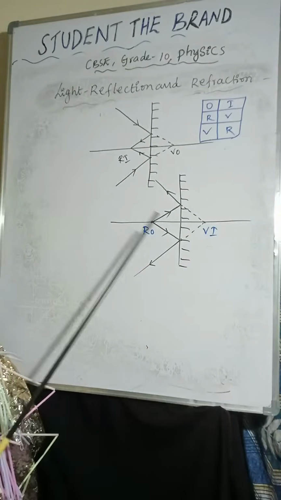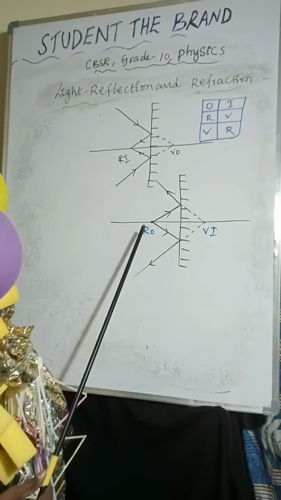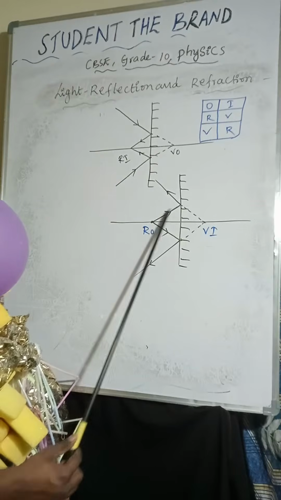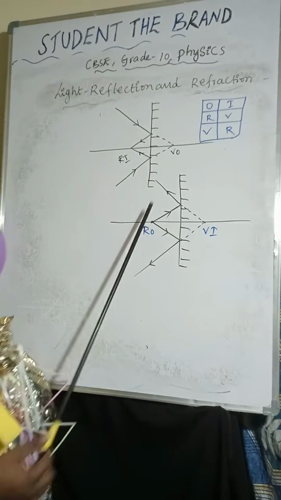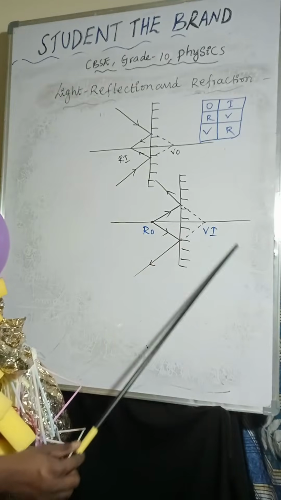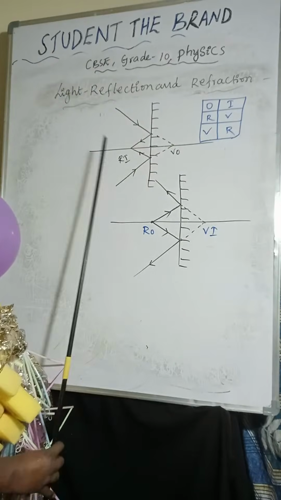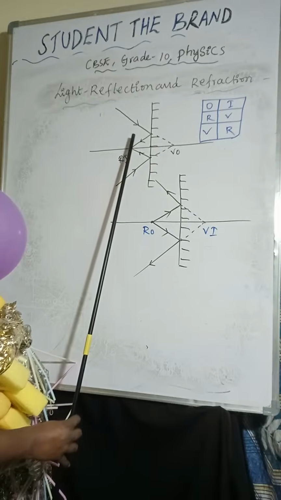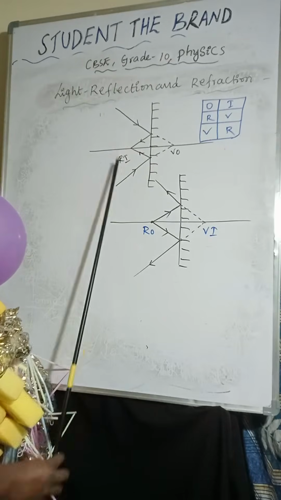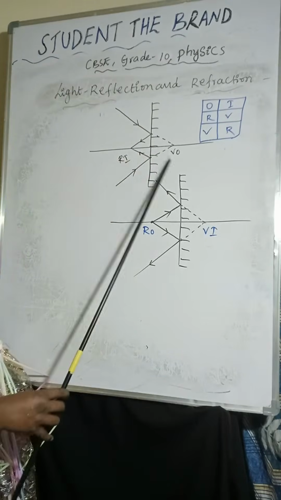So why is it like this? Because from this point light rays are coming, so this is a real object. After reflection, we are extending the reflected light rays, and the extended reflected light rays are meeting at one point. That's why it is called a virtual image. Once again, real image, because reflected light rays are meeting directly. Here extended incident light rays are meeting, that's why it is a virtual object. Real image and virtual object.